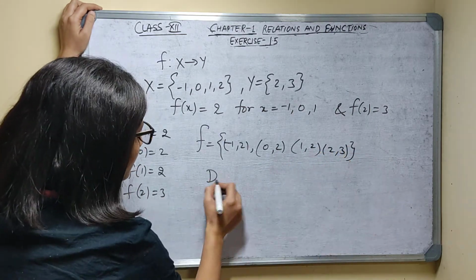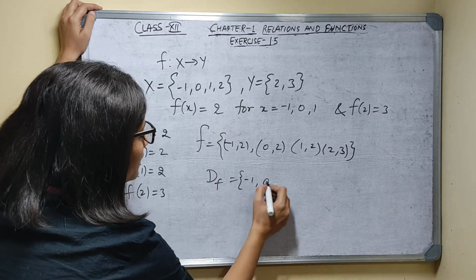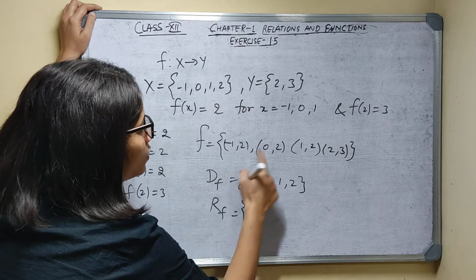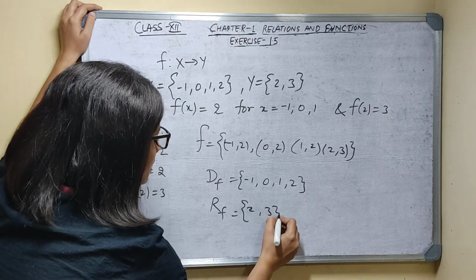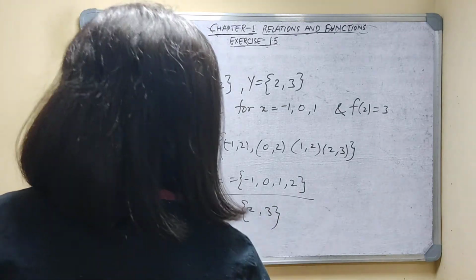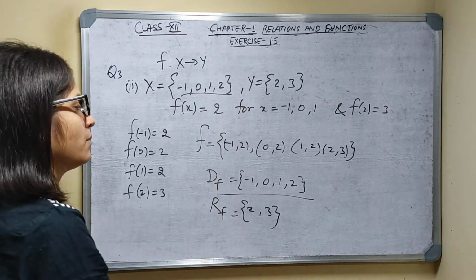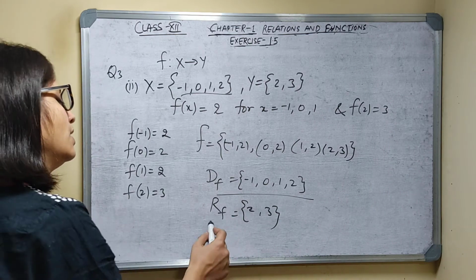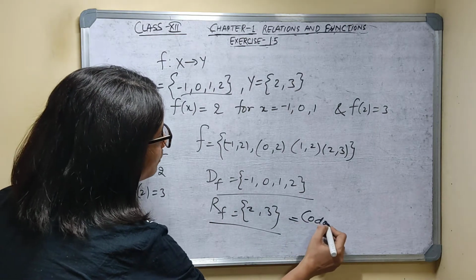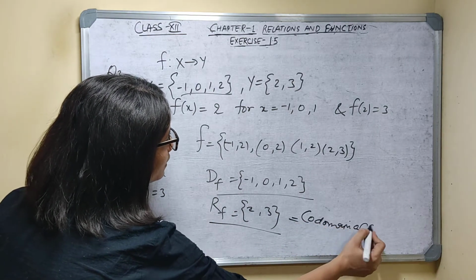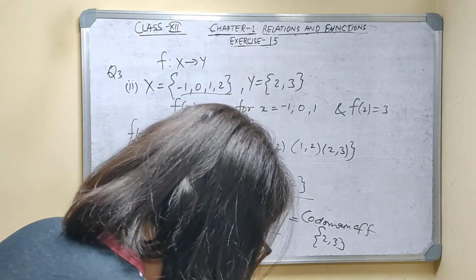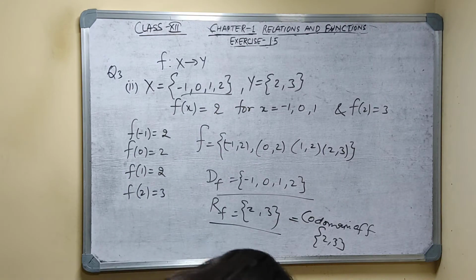So what is the domain of the function? Minus 1, 0, 1, 2. Range of the function is 2, 2, 2, 3, so {2, 3}. So here the domain is minus 1, 0, 1, 2, and the range of the function is {2, 3}, which is equal to the codomain of the function. Is it clear? Codomain is {2, 3}. So range and codomain both are the same.